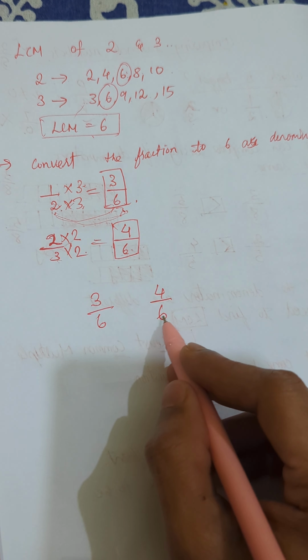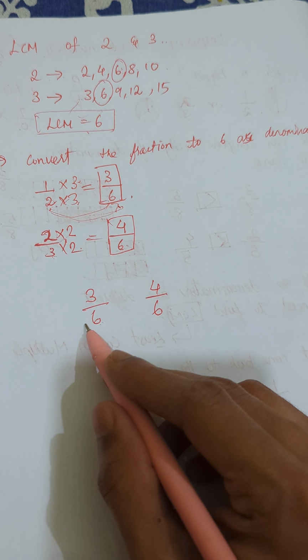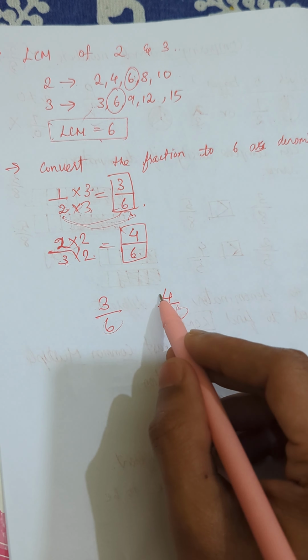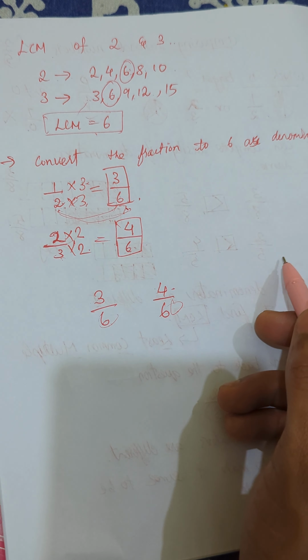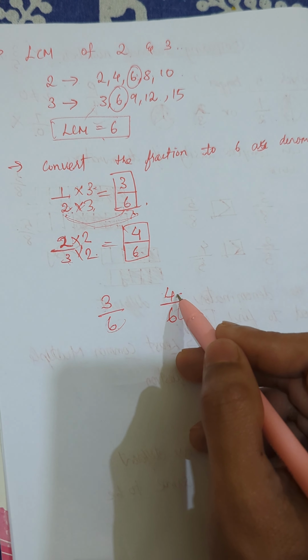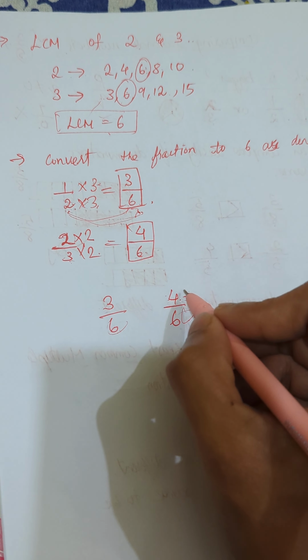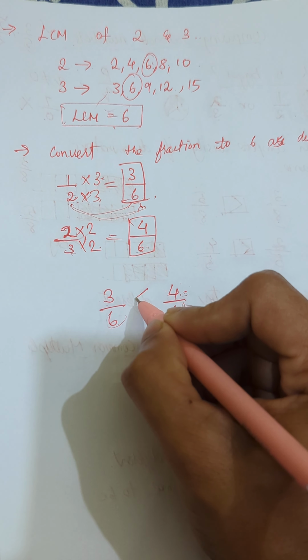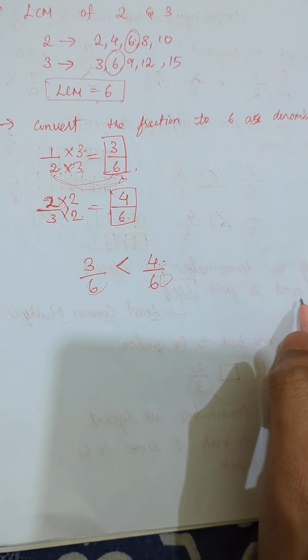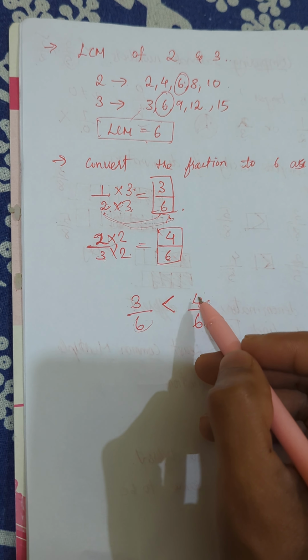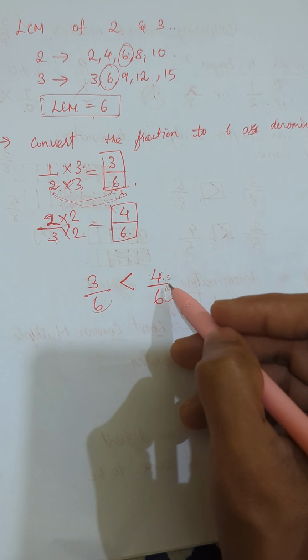Here you can see now what happened. The denominators are the same. Here also 6, here also 6. Now let's compare. Which is bigger, 3 or 4? 4 is bigger, right? So which will be the bigger rational number? The bigger rational number will be 4 by 6. So the sign here becomes this. Since we compared 3 by 6 and 4 by 6, we know 4 by 6 is bigger.